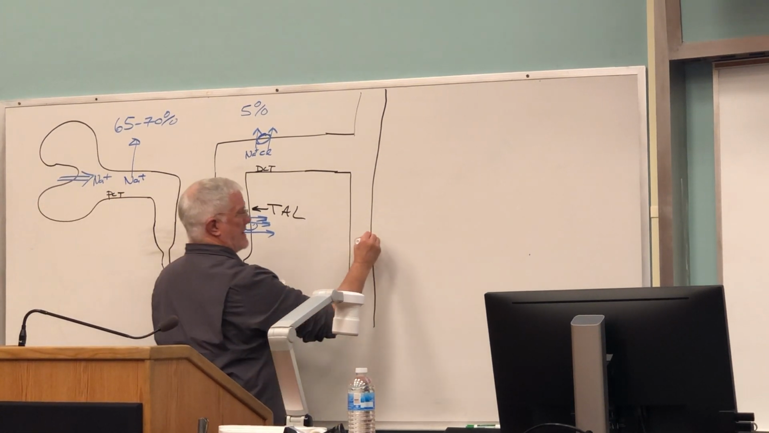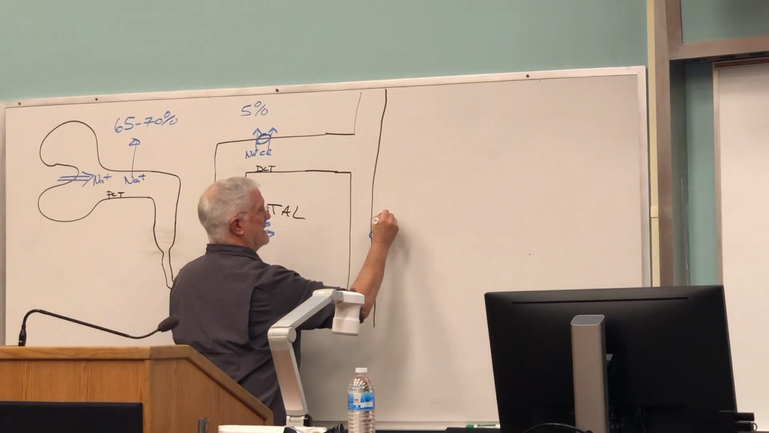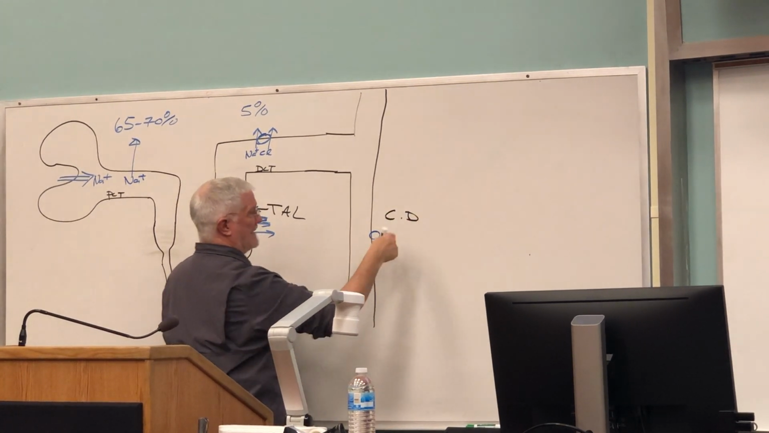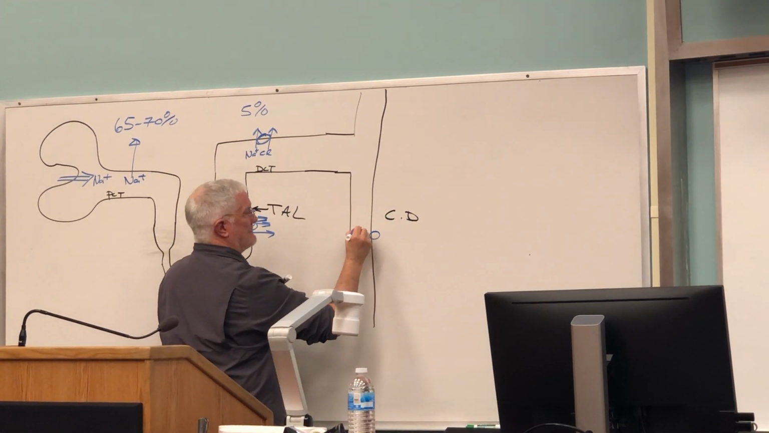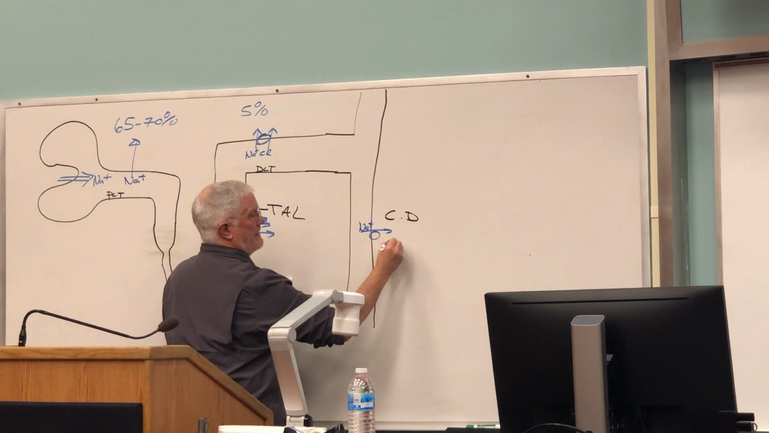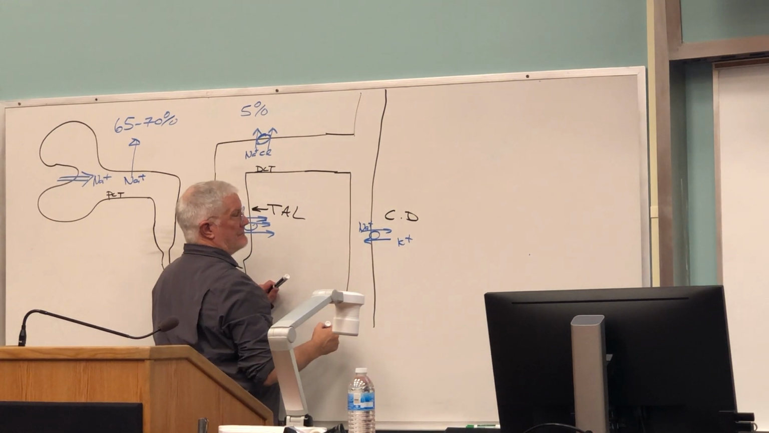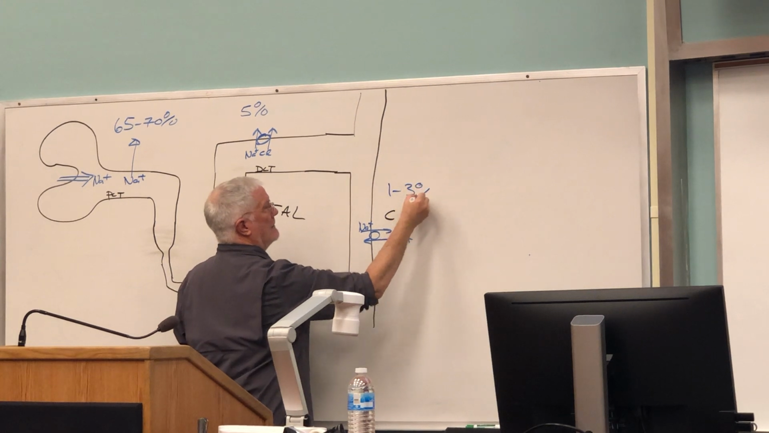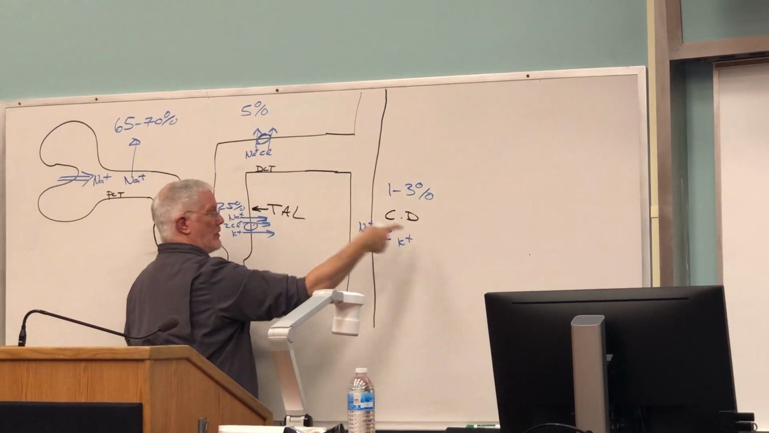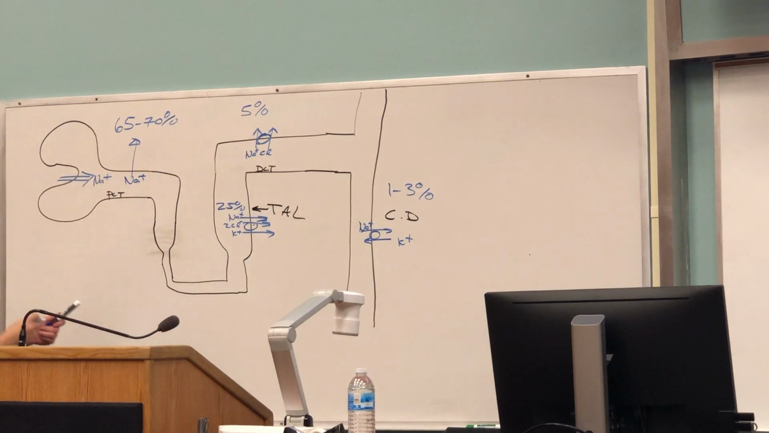And that's going to happen over here in the collecting duct. We'll just call it a CD, for the collecting duct. And we have a transport system of simply sodium and potassium pumps. And we're looking at about 1 to 3% of your sodium gets reabsorbed in the collecting duct of your renal system.